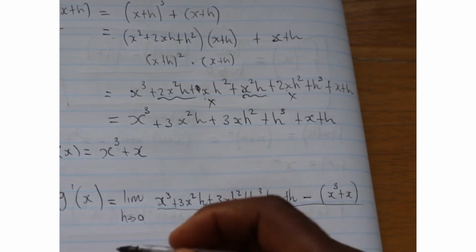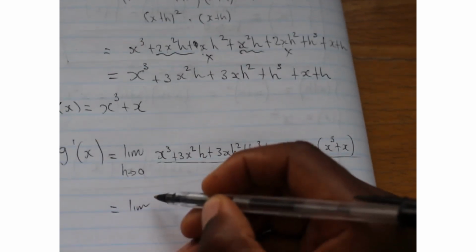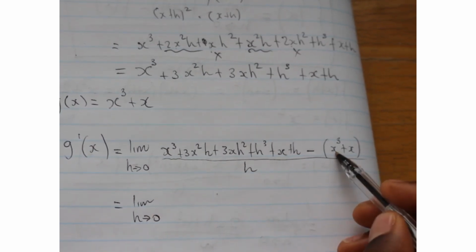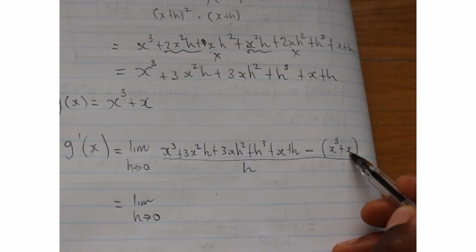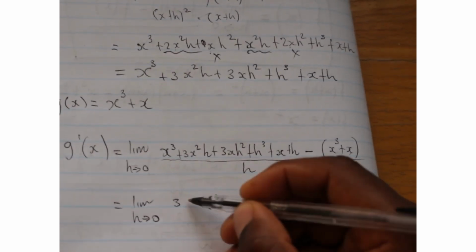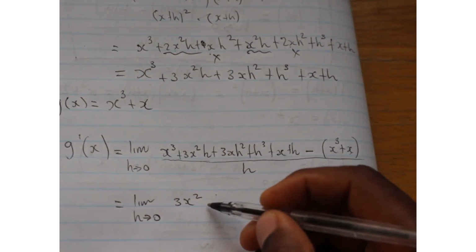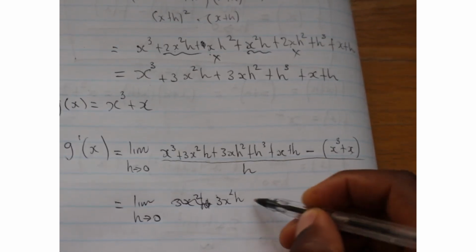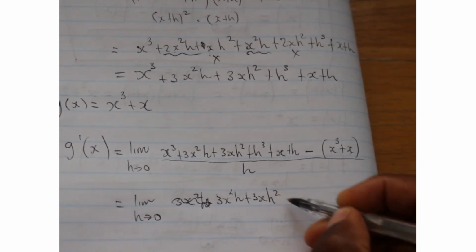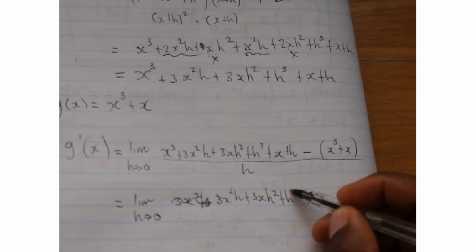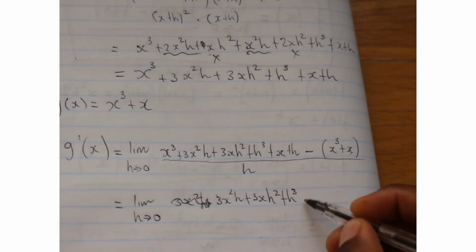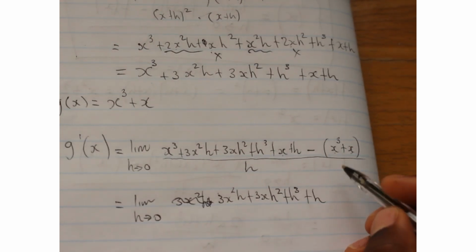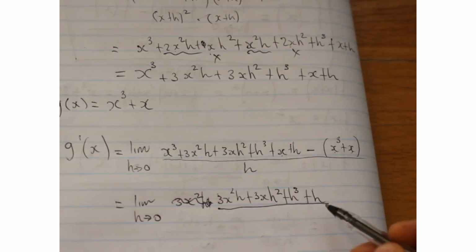Okay, so the problem is almost done. So now what we need to do is take the limit when h approaches 0. x cubed and x cubed, they cancel out. This x and that x, they also cancel out. So basically what we're going to be left with is 3x squared h plus 3x h squared plus h cubed plus h. Remember, this cancelled with the x, and the x cubed cancelled with the x cubed over there. So everything is still divided by the h.